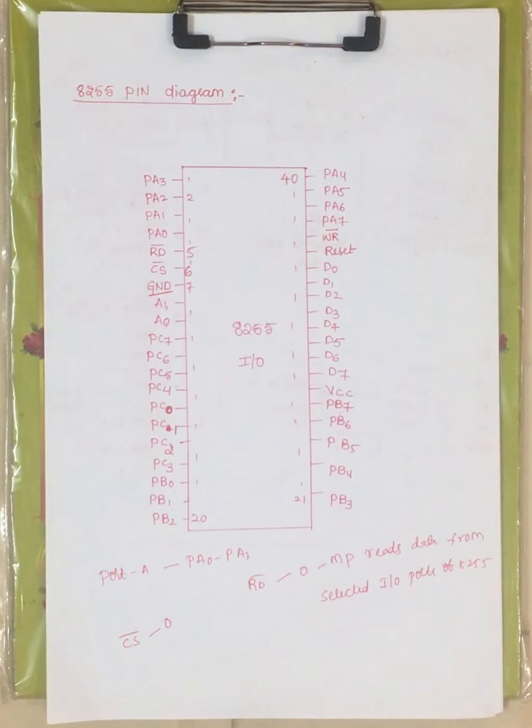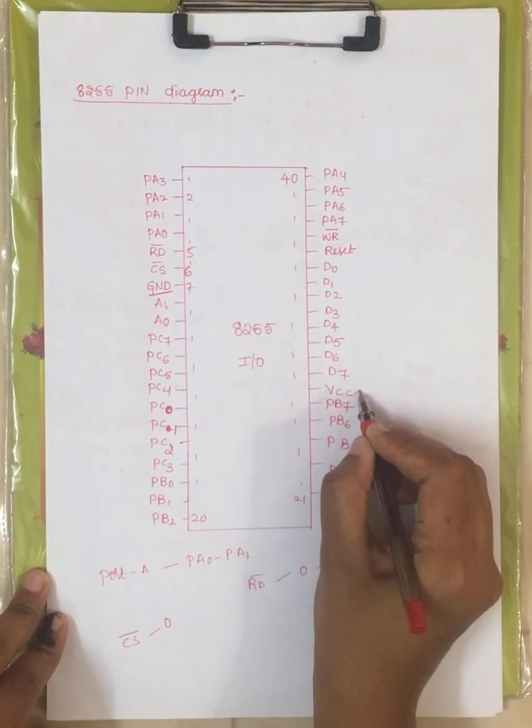Now these are IO lines of port B. Port B is an 8-bit IO port which contains 8 IO lines that are used for IO operation, right? And next we have VCC, right?